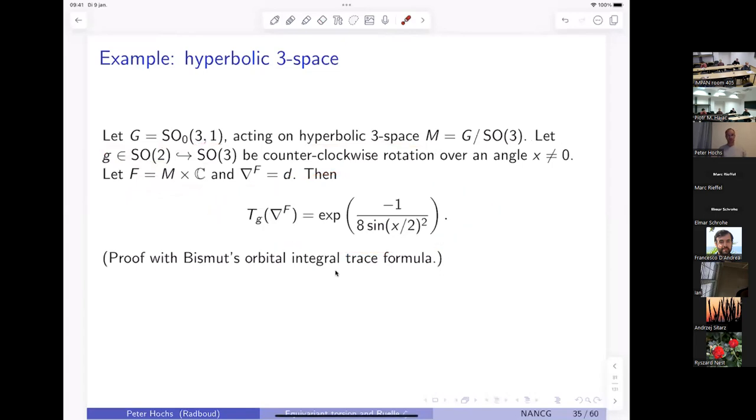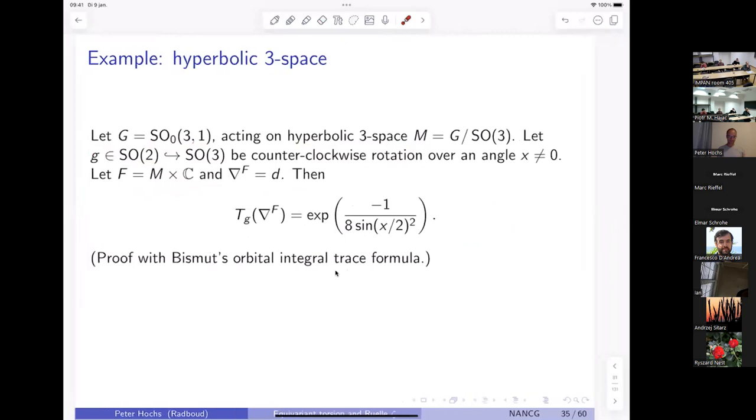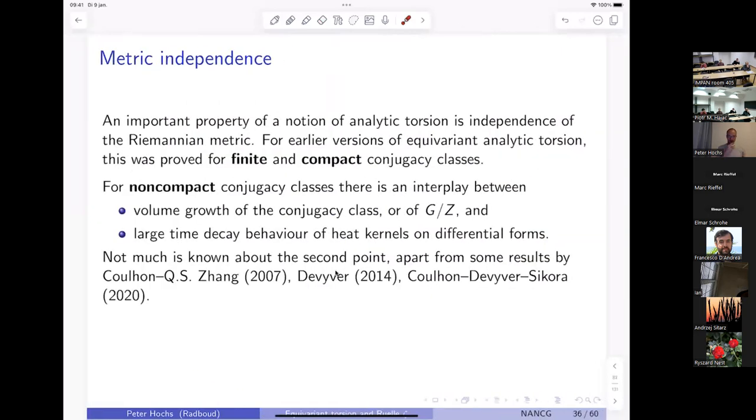And the proof of this equality uses a formula by Bismut for the orbital integrals of heat kernels. And this is still computable and convergent. Now, some properties of this. Depends on the metric. This is something that Ray and Singer proved, that it's actually independent of the metric in case cohomology vanishes.